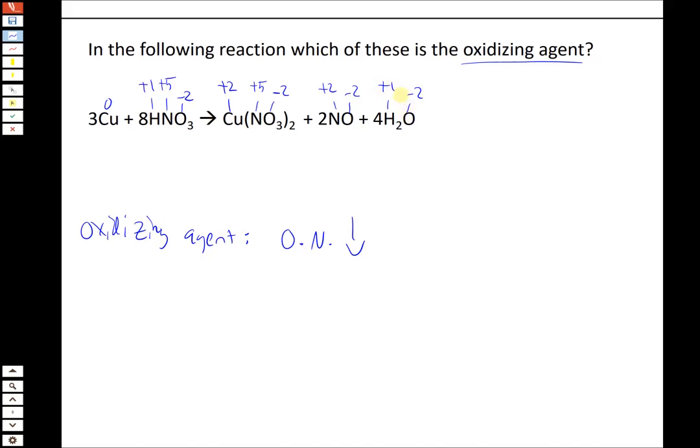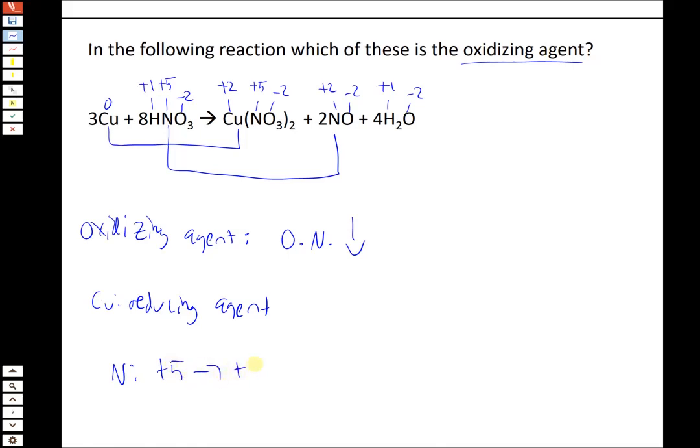So we're going to look for the ones that are changing. In particular, we're looking for the ones where the oxidation number decreases. So copper is going from 0 to +2, so that one is going to be increasing, so that means copper is our reducing agent, which we're not asked about here, but if we wanted to be more complete. Copper as a reducing agent is getting oxidized, going from a smaller to a larger oxidation number. But here we see that nitrogen in HNO3 is going from +5 to +2. So nitrogen is going from +5 to +2. That means that this is going to be our oxidizing agent.